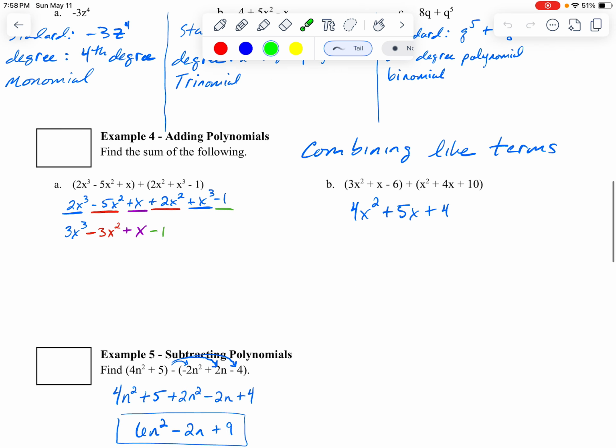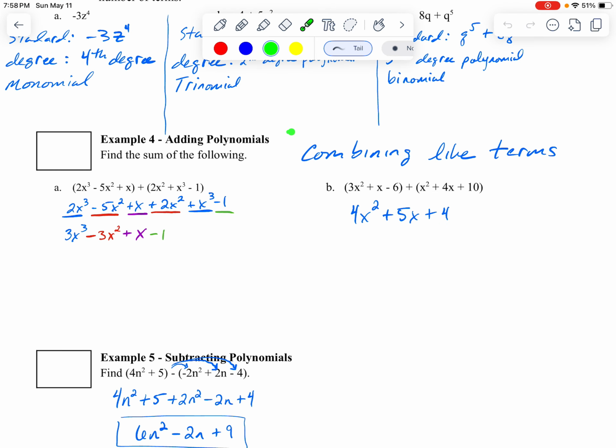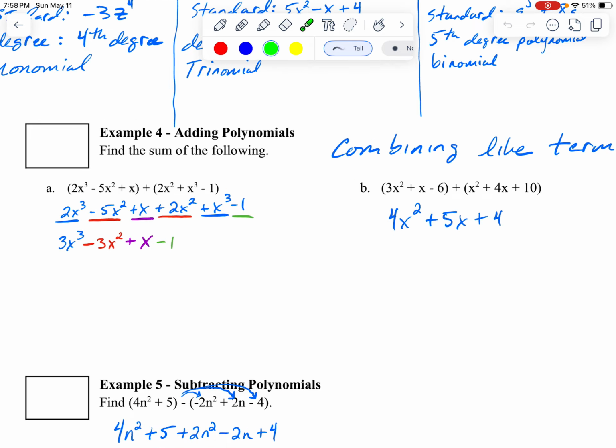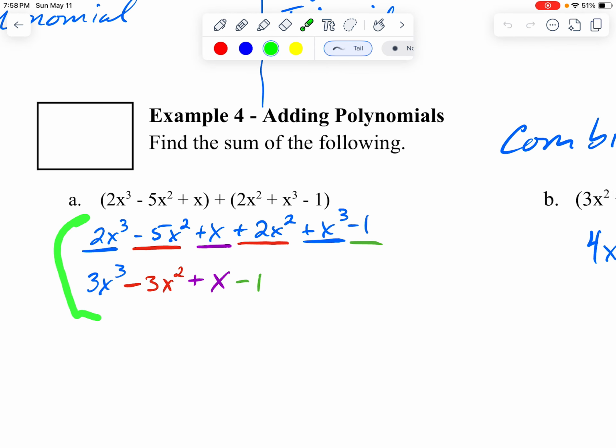Number 4, adding polynomials. This is basically just combining like terms. We've done this in the past. Just now it's a little bit different because we have exponents involved. Something to note when we add the exponents. If we look at this first one, ignore what's down below for just a second. Notice I've got 2x to the third, and then I've got a negative 5x squared. Even though those are both x's, we would say those are not like terms. I can only combine them if the variable is raised to the same power.